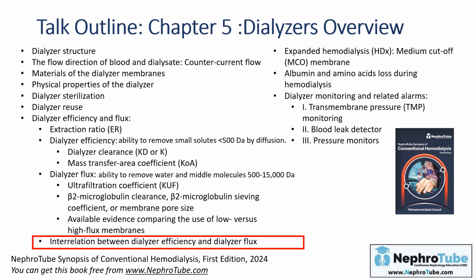Now we talked about dialyzer efficiency and dialyzer flux. We need to make an interrelation between efficiency and flux. Is it always that membranes with high efficiency have high flux and membranes with low efficiency have low flux?